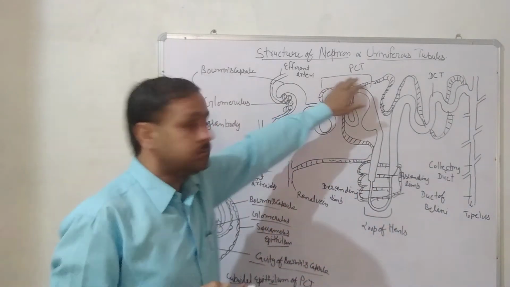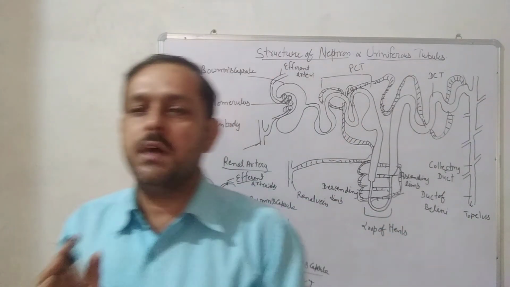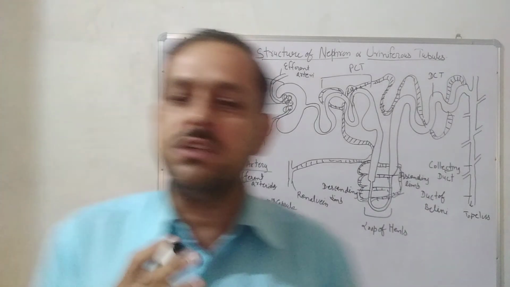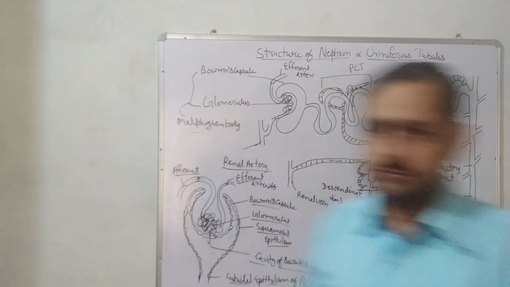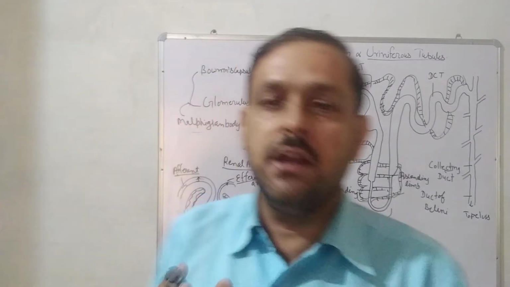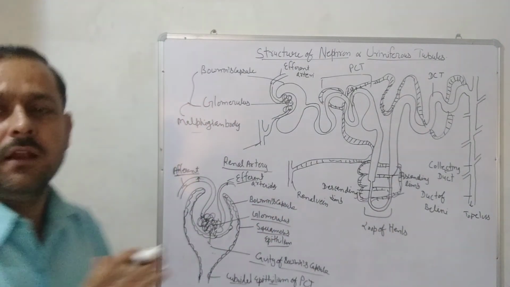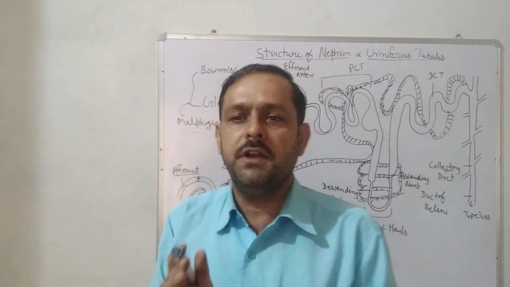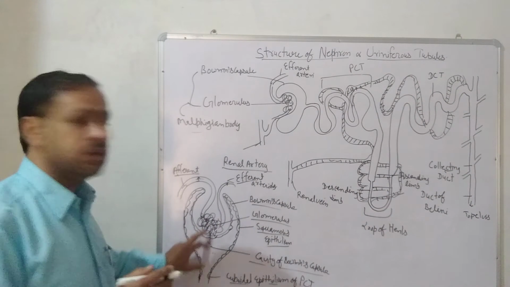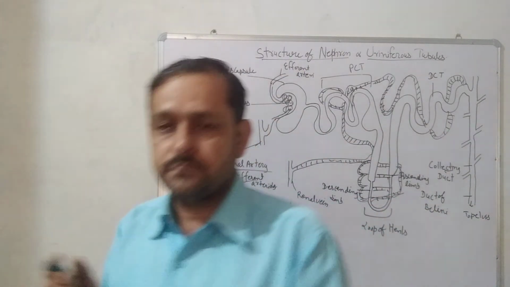Okay. Now PCT, what is PCT? Proximal convoluted tubule. It is the first coiled tubule that leads from the renal corpuscle. It is twisted around itself and is present in the cortex region of the kidney. You know, we studied the structure of kidney earlier. It is lined with cuboidal epithelium. It transports glomerular filtrate. The filtrate which comes into the cavity of Bowman's capsule is called glomerular filtrate.